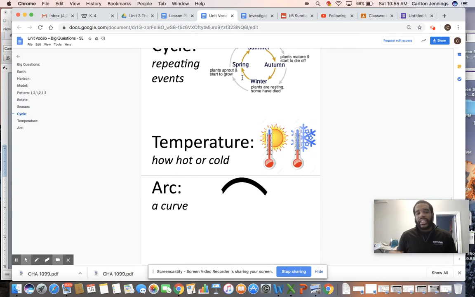Temperature. Temperature is how hot or cold. Everybody say temperature. How hot or cold. Arc. Arc is a curve. So a curve is like a rainbow in the sky. Think about when you have seen a rainbow on TV and you saw the rainbow go up and it's like a curve and it goes down. That's how the sun moves across the sky.